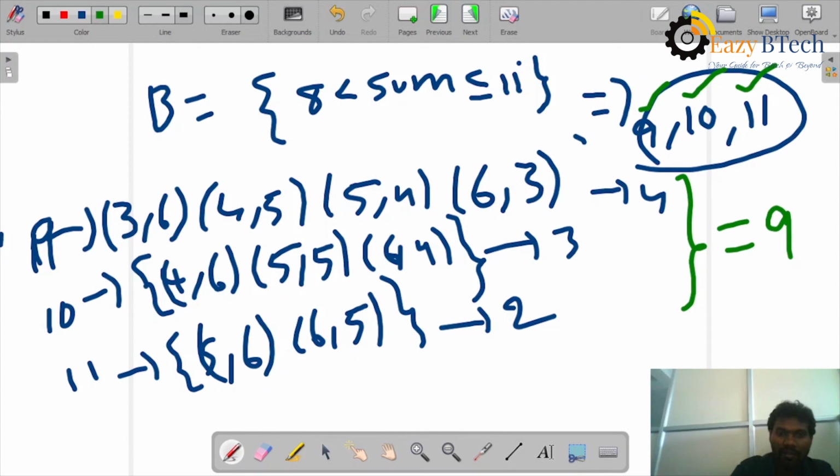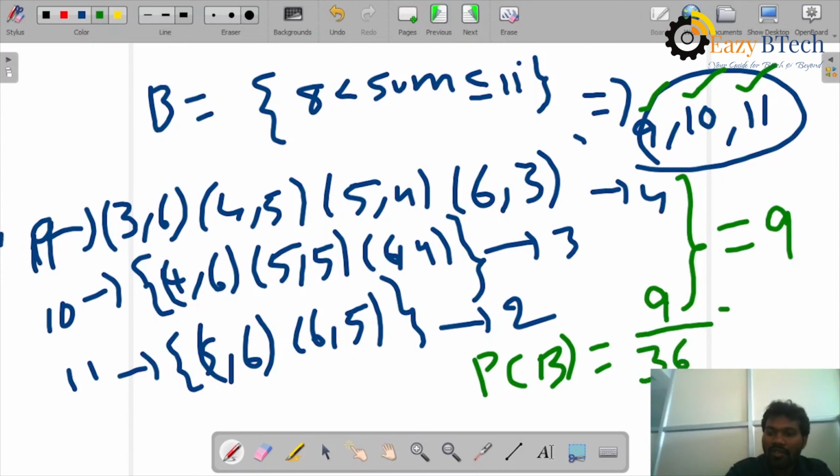So I want to find out the probability. My probability is P of B. P of B is equal to the number of favorable events, which here is how many? 9. 9 divided by the total, how many? 36. So my probability is 1 by 4. This is how you have to calculate the probability.